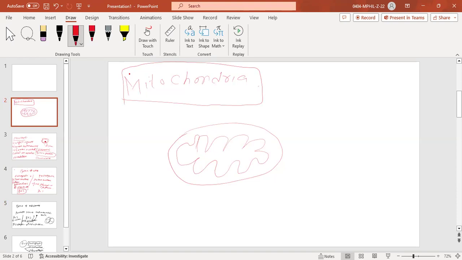So for our understanding, we can draw a diagram by which we will try to understand how it is. So this one is the outer membrane. It is outer, and this one is the inner membrane. That is called the inner membrane.